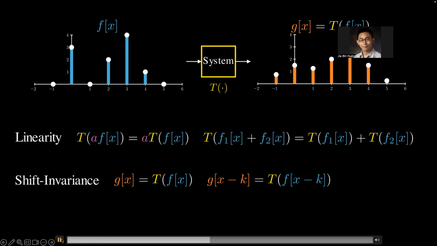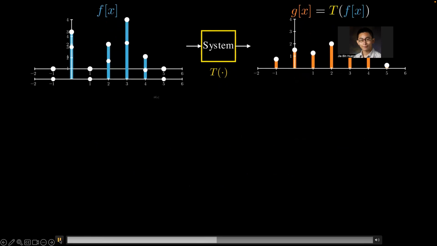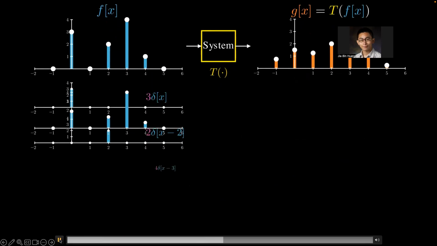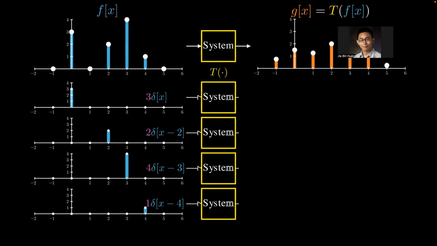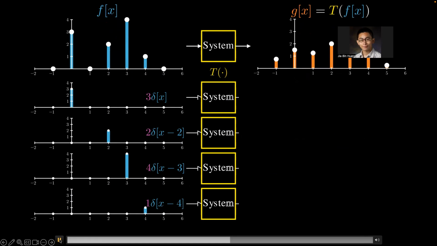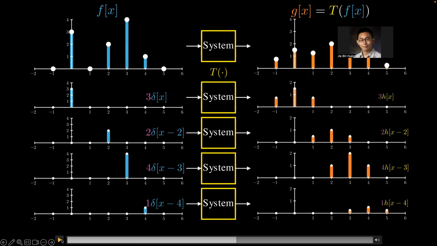Okay, so the reason why we want this is that any signal can be decomposed into a collection of impulses, right? Any image can be described by pixel 1 has this value, pixel 2 has this value, and so on. So this is a trivial representation. And then if you feed that into the system, you'll get some output.